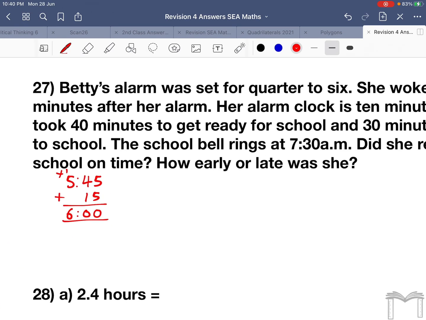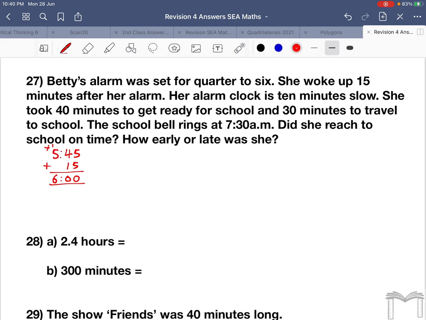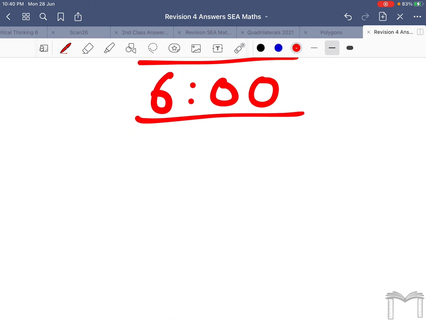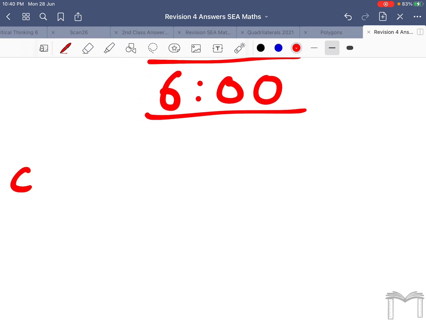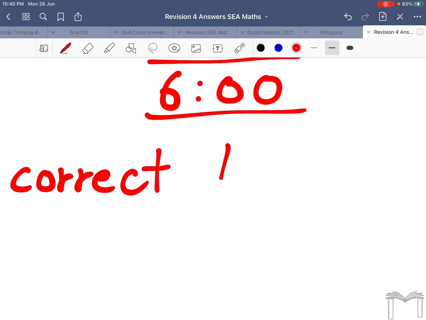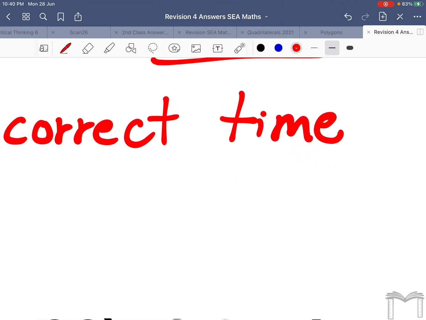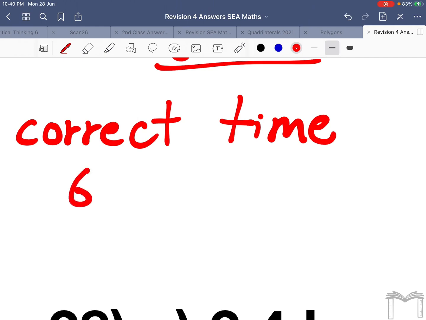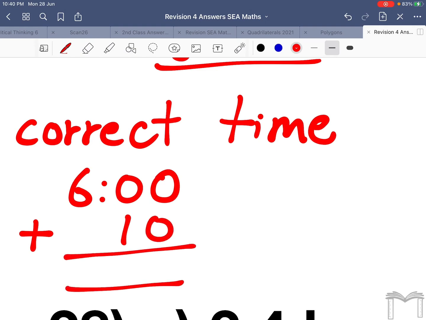Okay, so her alarm clock is 10 minutes slow. So how do we get the correct time for the alarm clock? The correct time is 6 o'clock plus, so if it's slow we add 10 minutes. So it really should be 6:10 a.m.